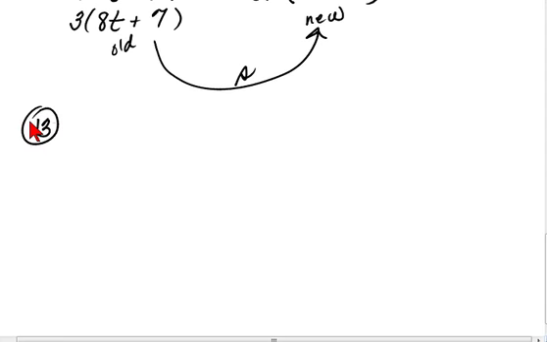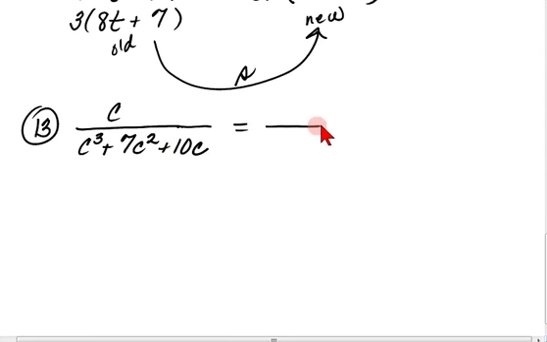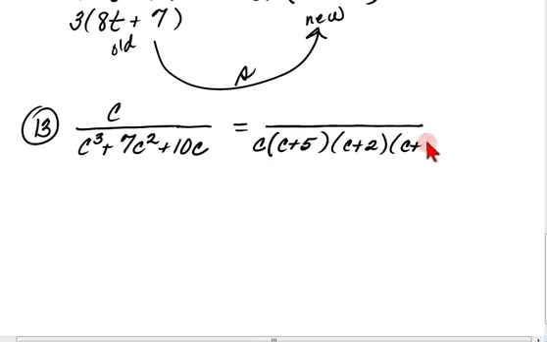All right, suppose I have c over c to the third plus 7c squared plus 10c, and I would like to turn it into a fraction that has as its denominator c times c plus 5 times c plus 2 times c plus 4. This is my old denominator, this is my new denominator. I cannot really compare them right now because my old one is not in factored form yet.